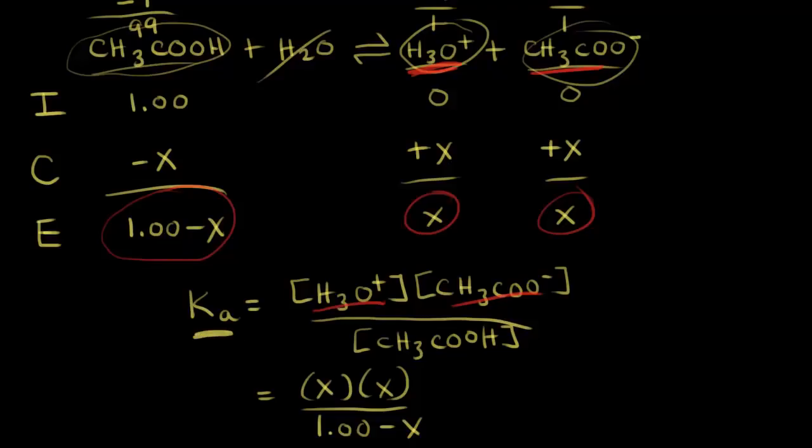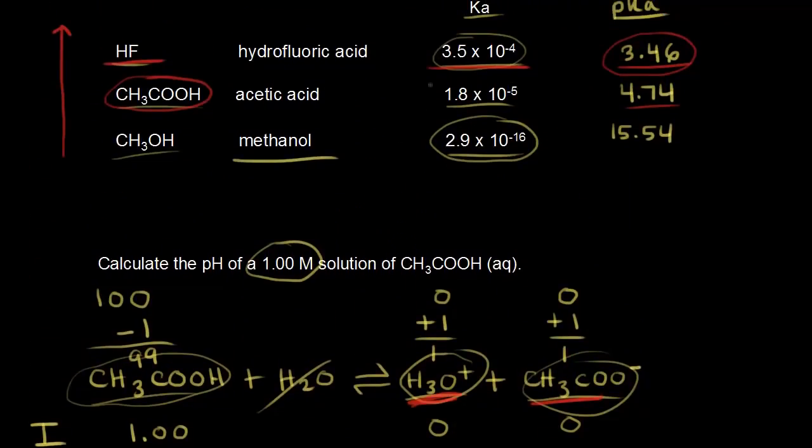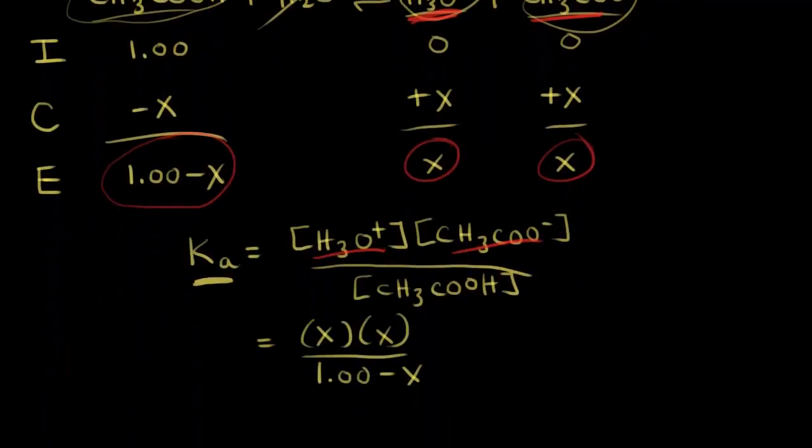We had that on our table above, so let's go back up to the table that we talked about earlier, and here is the Ka for acetic acid, 1.8 times 10 to the negative 5. So we plug that in here. Now, at this point, you could solve for X, but you would need to use the quadratic formula. So let's make an assumption: we're going to assume that X is much, much smaller than 1 molar, because that makes the math easier.